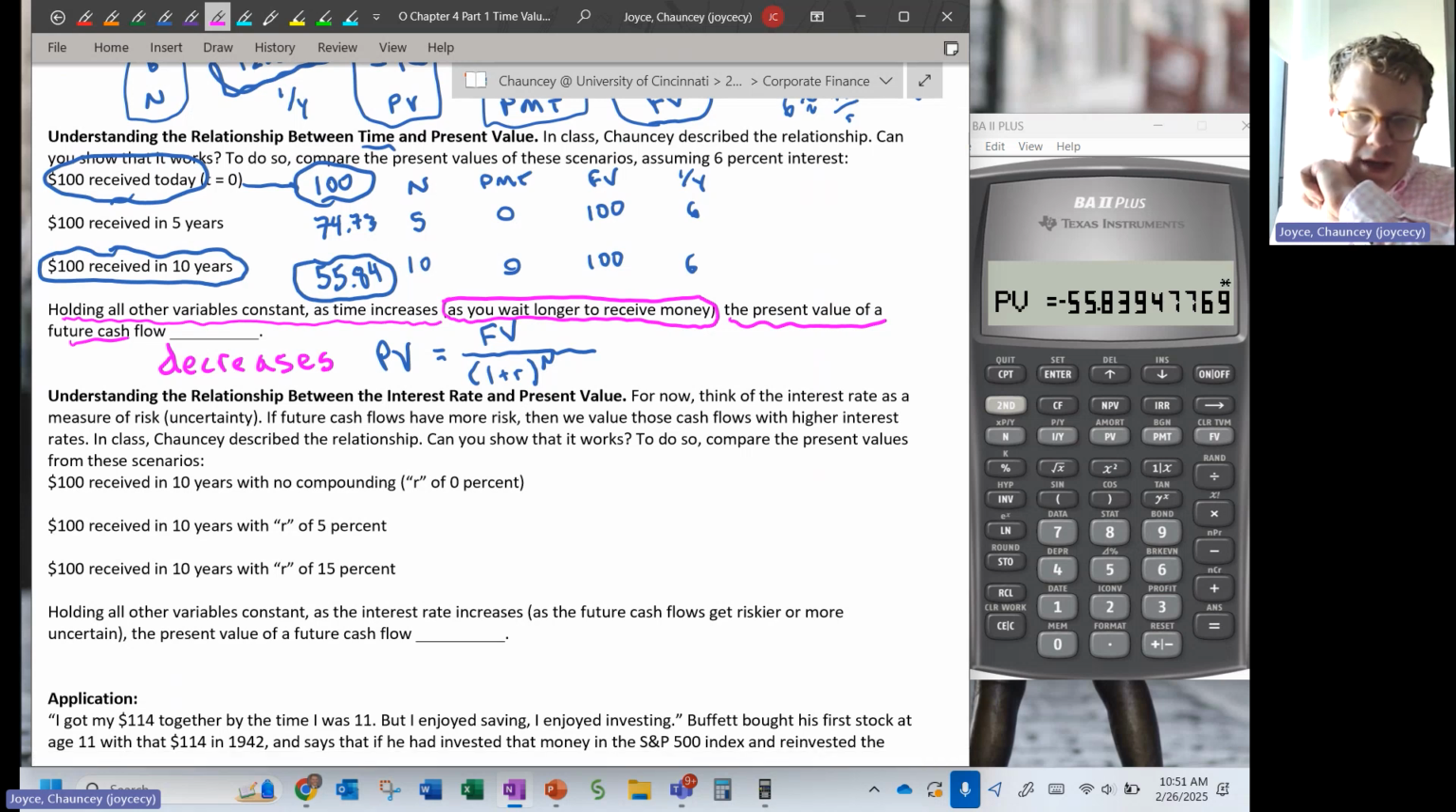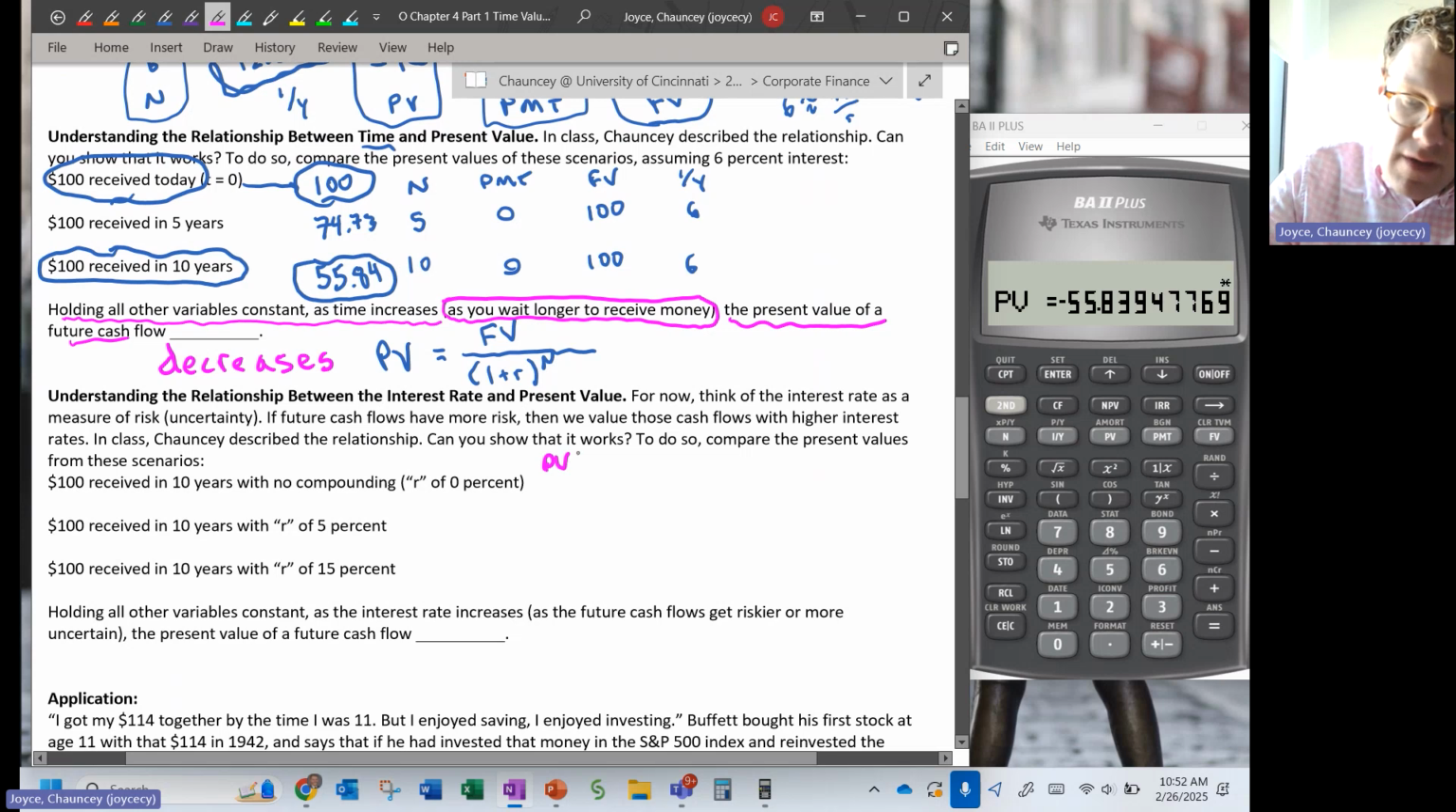All right, let's understand the relationship between interest rates and present value. This is a really, really key concern for finance professionals. For now, I'm encouraging you to think of the interest rate as some kind of proxy or measure of risk or uncertainty. So if future cash flows have more risk, then we value those cash flows with higher interest rates. In class, we talked about this.